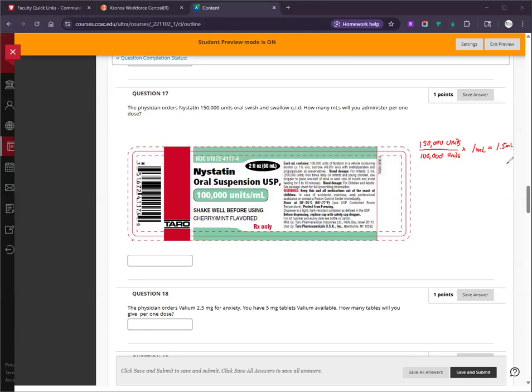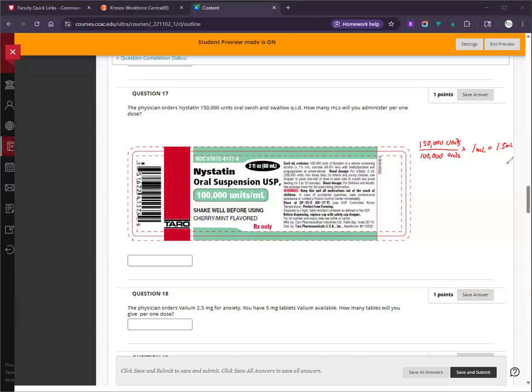But it gets added to some sort of liquid or something. I don't know. It tells you it's cherry mint flavored. But that's for, like, if someone's got oral thrush or some sort of fungal infection in the mouth. This is typically what they're using nystatin for.